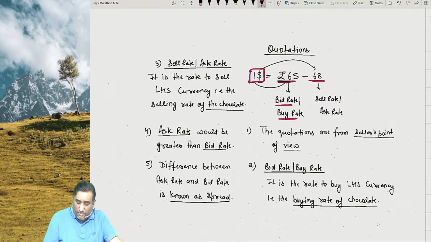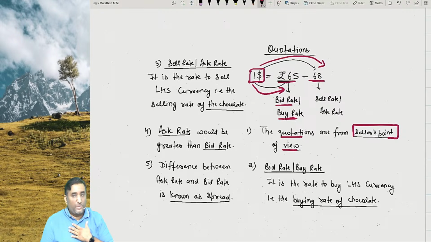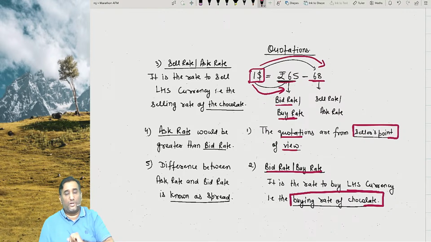It's from my point of view. The left hand side is the bid rate or buy rate. That means I will buy the left hand side currency from you. The bid rate is the buying rate of the chocolate. The shopkeeper will buy chocolate from you at 65 and sell chocolate to you at 68. The quotations are from the seller's point of view, and you can imagine me as a bank. The bid rate, or buy rate, is the rate of buying the left hand side currency. If mine is the buying rate, yours as the customer is the selling rate. My buying rate means I will buy cheaper and sell expensive, always.